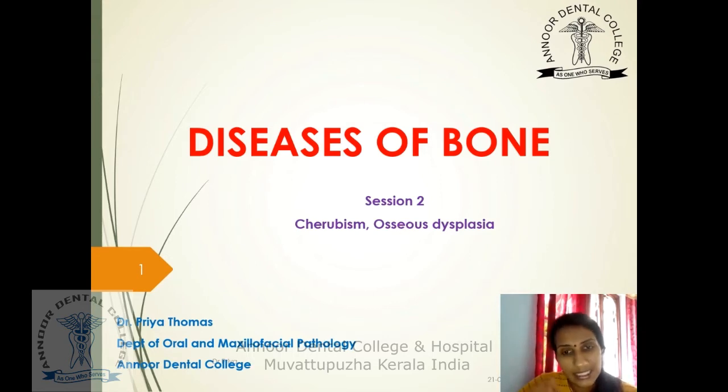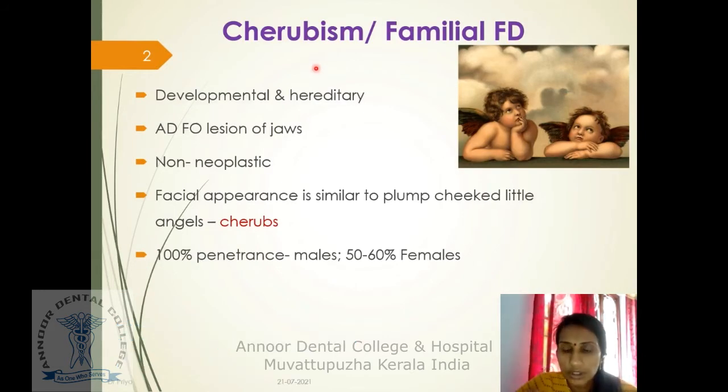Now, cherubism was initially considered to be a type of fibrous dysplasia. In today's literature, it is no longer a type of fibrous dysplasia. It is considered a separate entity. Cherubism is otherwise called familial fibrous dysplasia. Initially, as I told you, it was considered a type of fibrous dysplasia, but no longer.